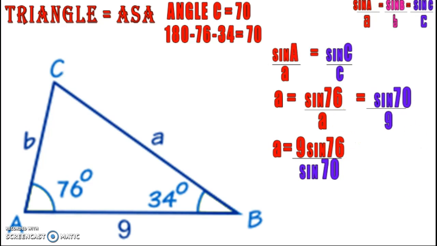And then we cross multiply. So 9 multiplied by sine 76 gives you 9 sine 76, and then sine 70 multiplied by A gives you sine 70. Remember, always take the top number and put it on the bottom, and the bottom number on the top. And then once you divide these two by each other, so 9 sine 76 divided by sine 70, that would give you 9.29, and that is your small a.